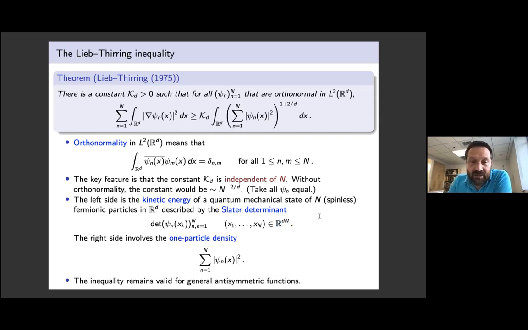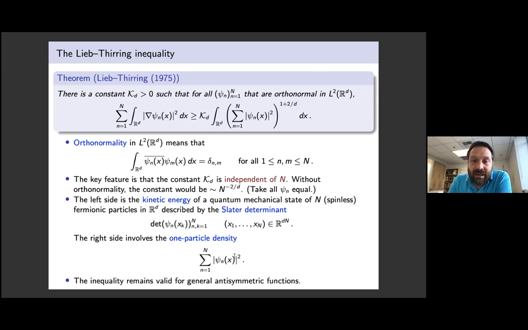They are fermionic. That's encoded in the antisymmetry, which you get from forming the determinant. And then you have this n-body state, and what is the left side of the inequality? That's precisely the kinetic energy of this state. And on the right side, the quantity that you have there, the square sum, that's exactly the one-particle density: the probability of finding an electron, or probability times n of finding a particle at x.